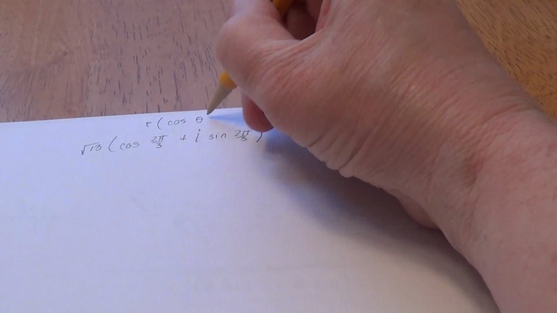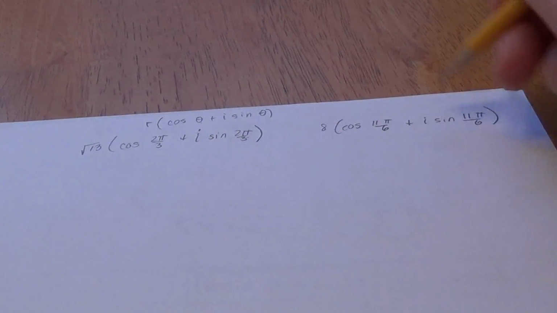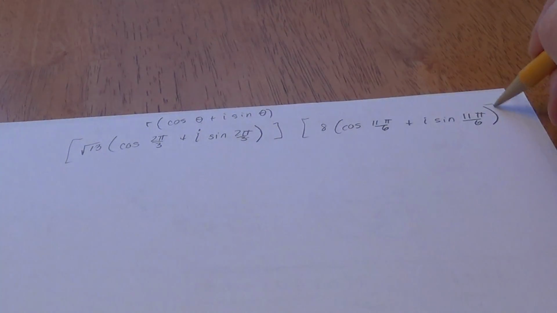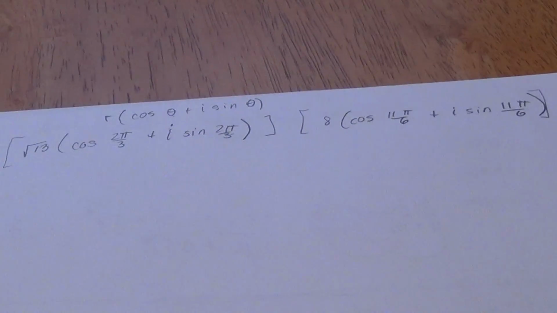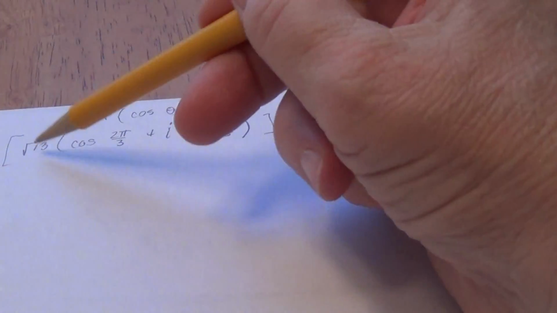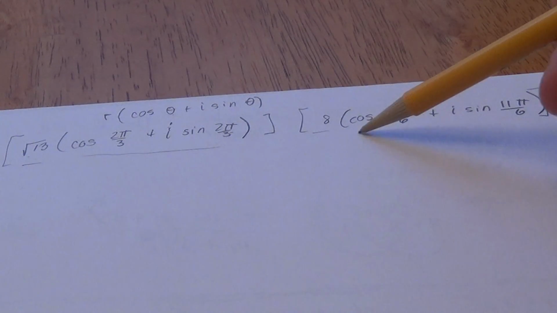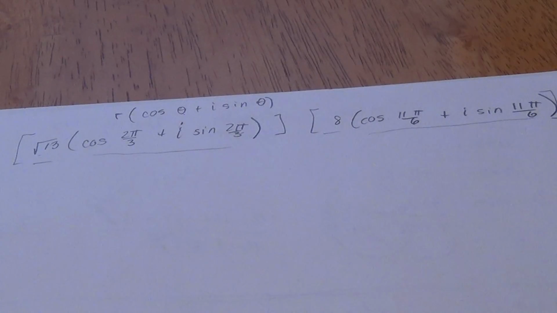Remember, in trig form you have a modulus r, cosine of an angle plus i sine of an angle, and the angles are the same. And here's another one, and we're going to take these two and multiply them together. So I'll do it like that to indicate we're going to multiply these together. Now, let's see, this factor times this factor and this factor times this factor. It doesn't matter what order the factors are in with multiplication.